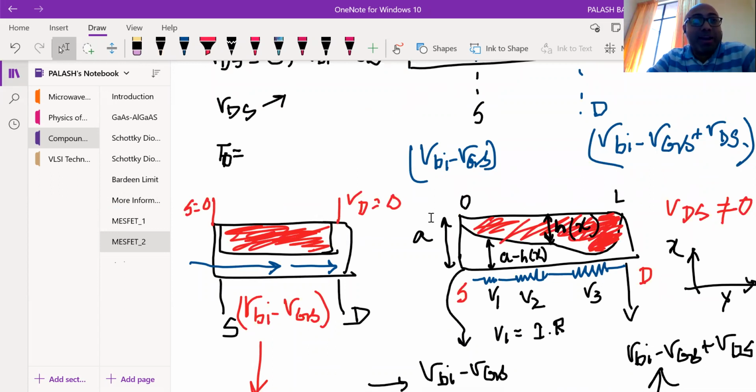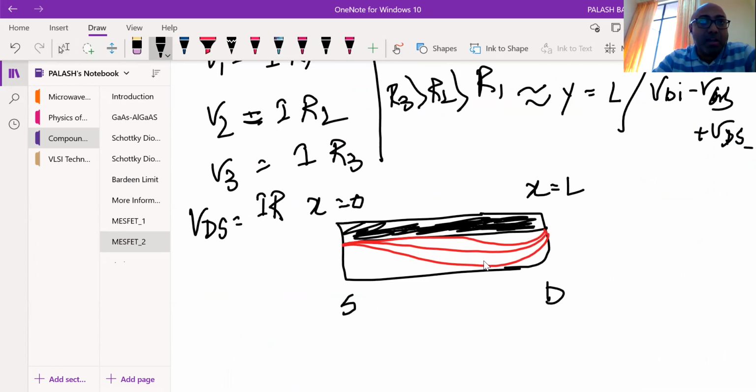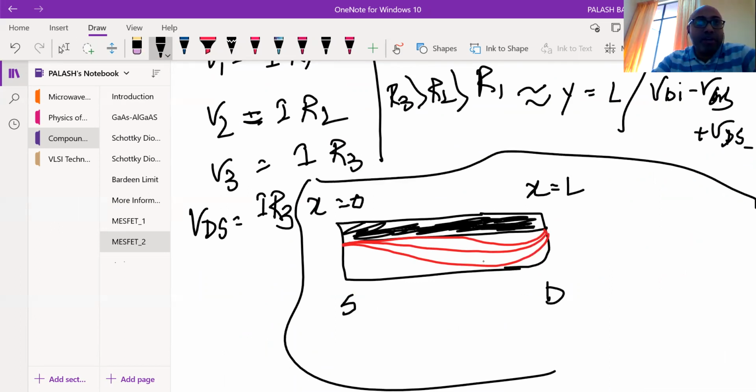Why? Because you cannot make the current 0 here, because current is flowing. If you want to make current 0, that means your drain to source voltage has to be 0. Remember that. So V3 you can represent actually as VDS, I into R3. Right? Because the moment you close it, your current is 0. If the current is 0, your VDS is equal to 0. Right? But you cannot make VDS equal to 0. Why? Because you have already applied your VDS.